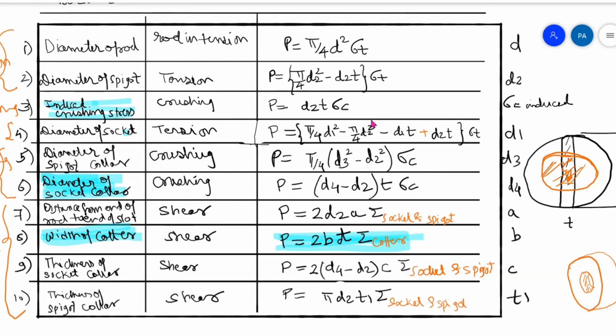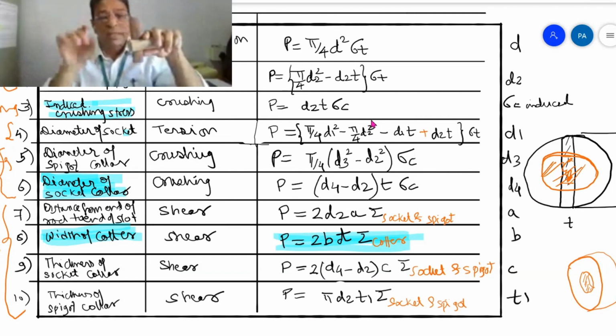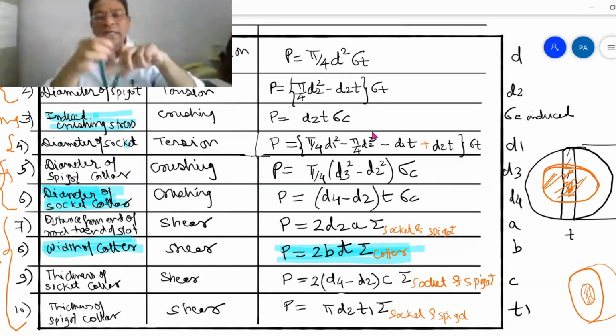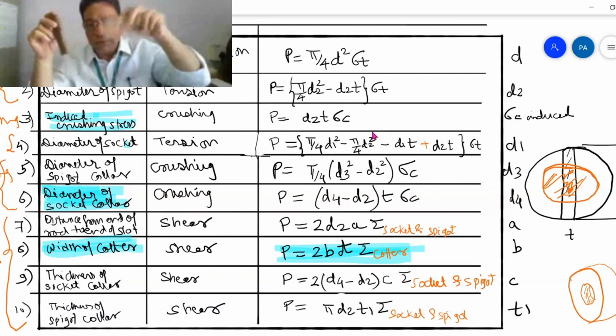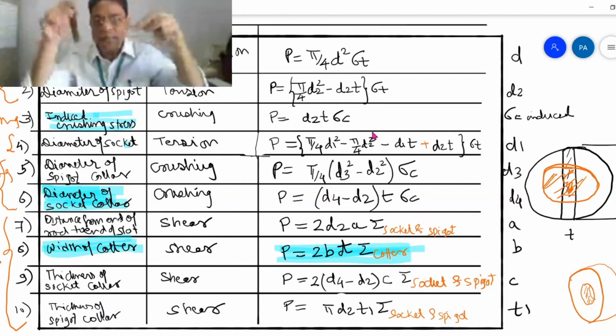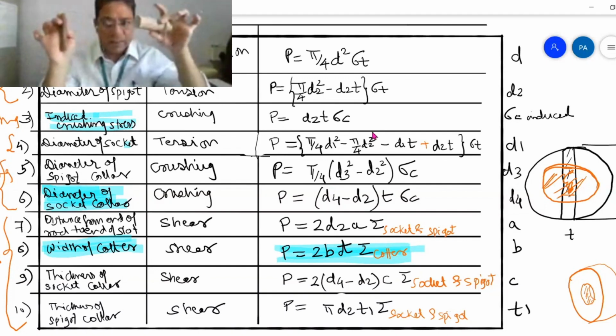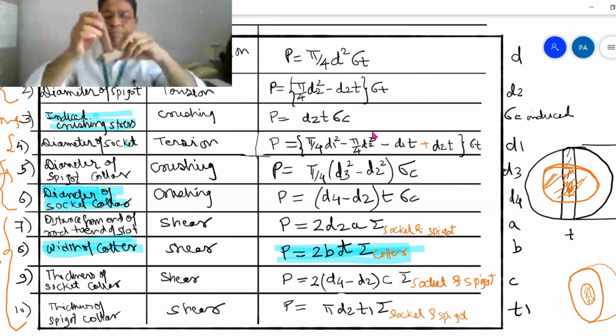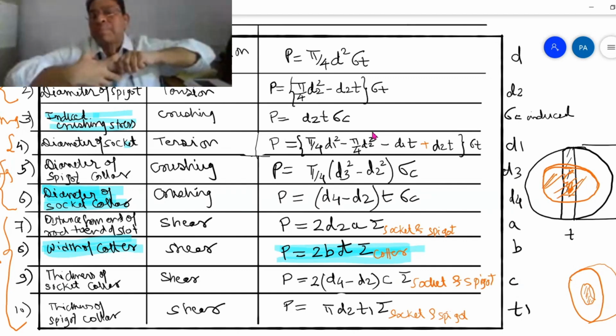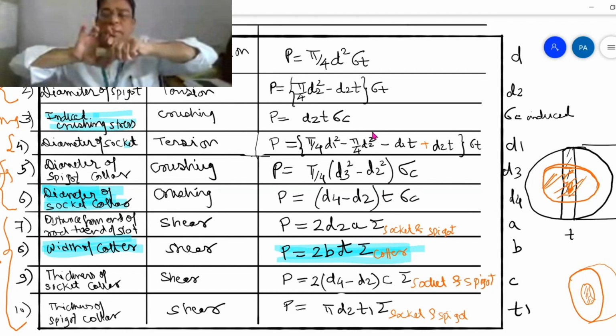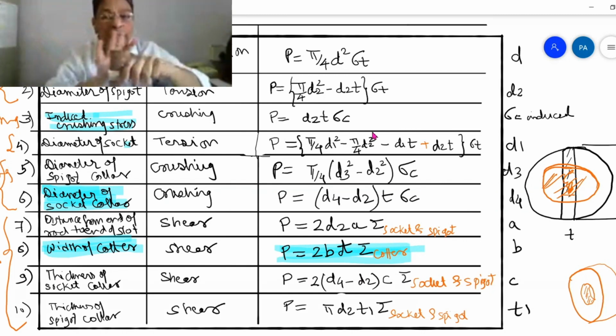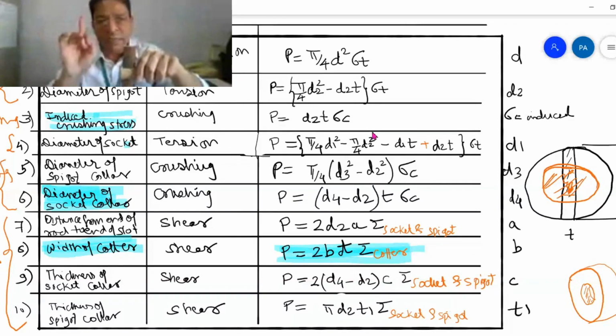Crushing will happen. Crushing will happen of what? Now see, there are two variables. One is d2 and another is t. T is for this and d2 is for this. d2 spigot के लिए, t quarter के लिए. Correct. Now when I'm applying force like this, what will happen? Now I am not thinking about any other failure.